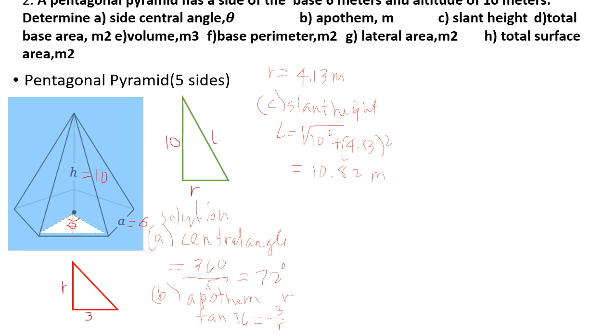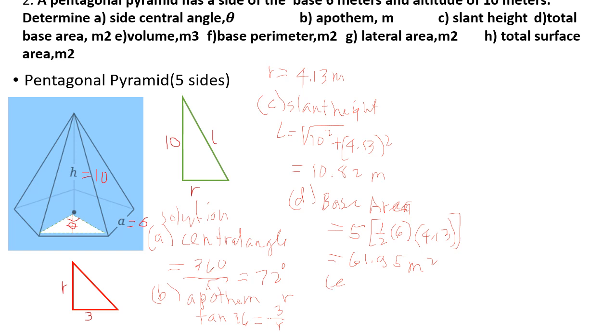Letter D, base area, is equivalent to 5 sides times the area of one side. Area of one side equals 1/2 times a, which is 6, times 4.13. So your base area equals 61.95 meters square.